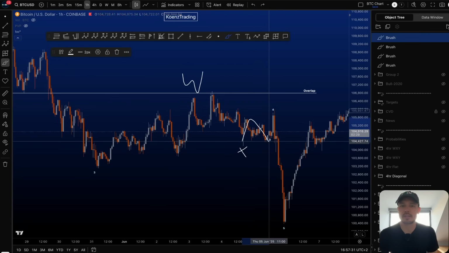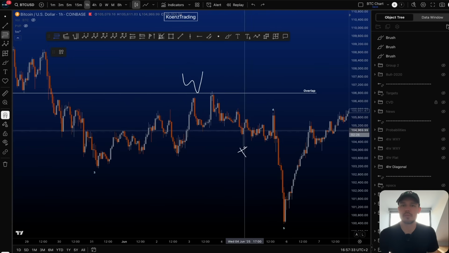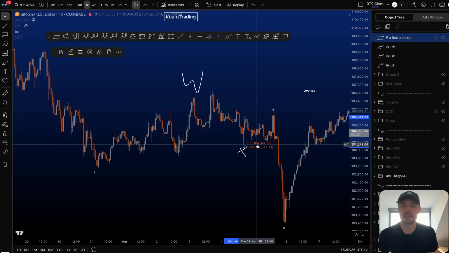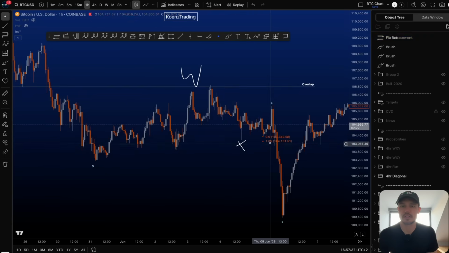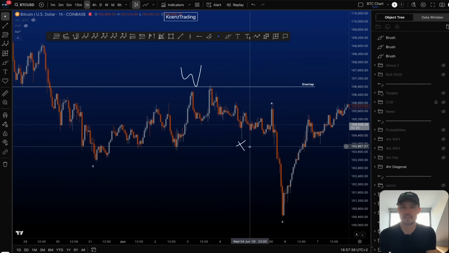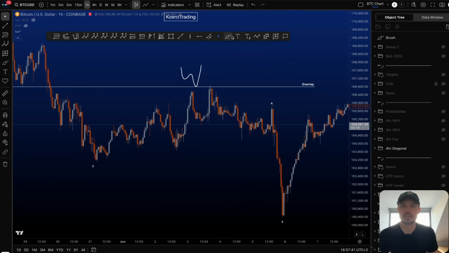Can we count a flat, A, B, C? No. Why? Well, wave B did not go deep enough, right? We didn't touch the 0.9 here. We missed out on touching the 0.9, meaning wave X cannot finish at this particular low, right? So then we have to think, okay, but where does then wave X finish?